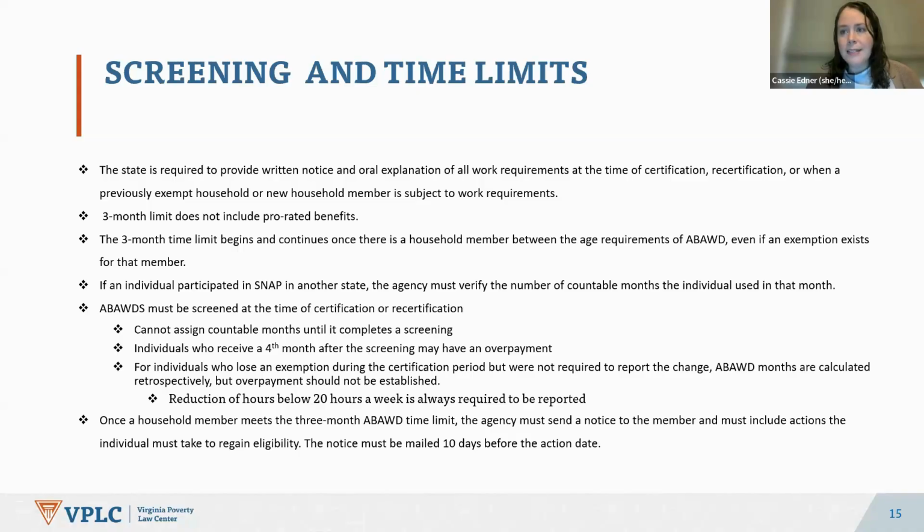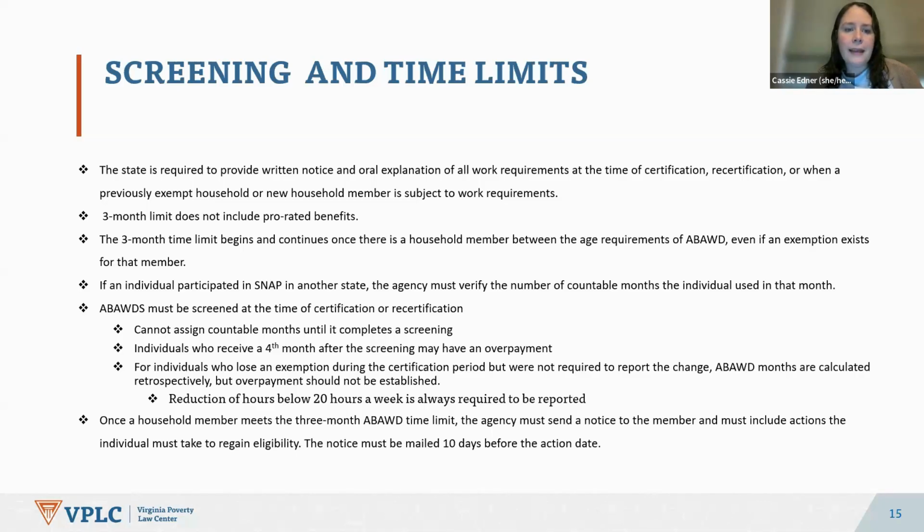The 3-month period doesn't include prorated benefits. So what that means is if you apply for SNAP benefits in October, but you only apply October 15th, your SNAP benefits are going to be prorated, and your ABAWD 3-month period wouldn't begin in October. It would begin in November when you're receiving that full month.